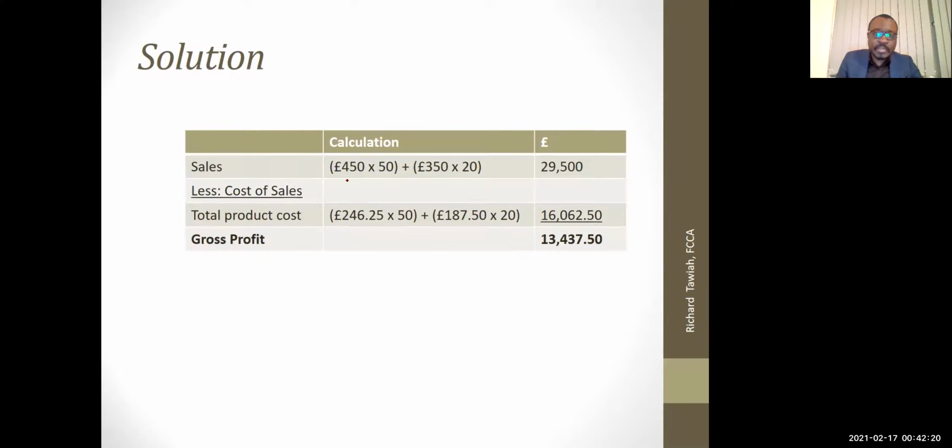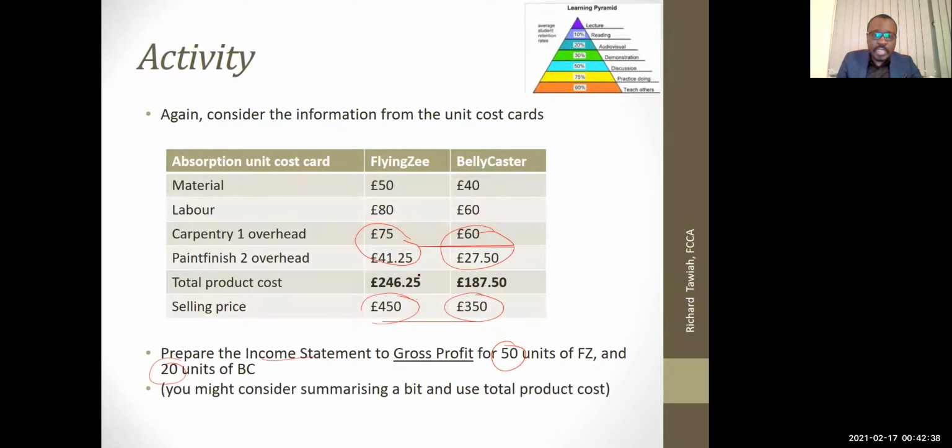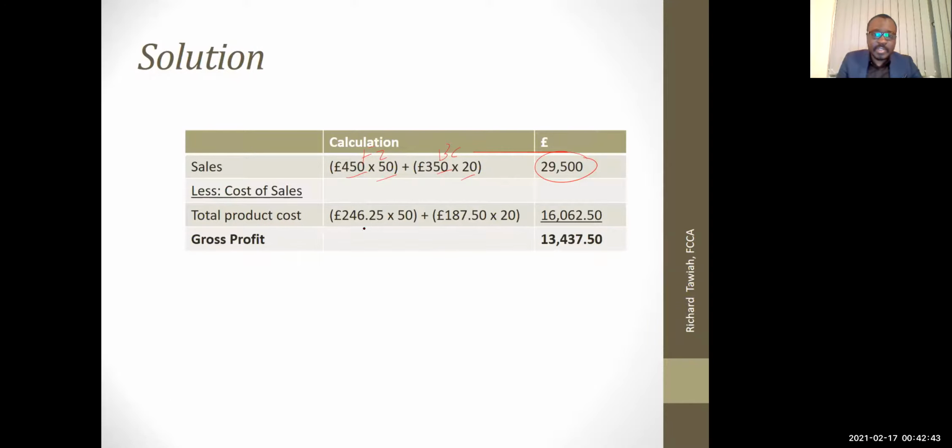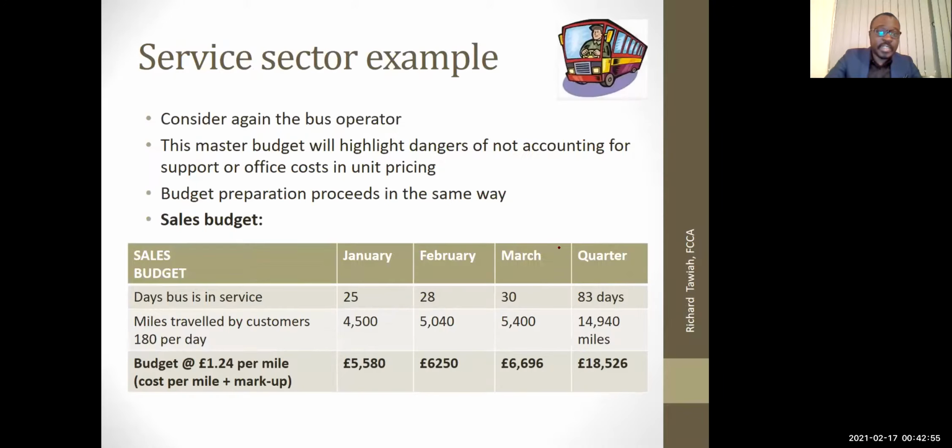So the units that we're getting multiplied by the selling prices. This is the flying Z, and this is a belly caster. And we got a total sales of this. Less cost of sales. So remember, the total cost we had, including the overheads, was 246. So the 246 times the units, and then 187 times the units. Let's sum them up. This is what we get. Subtract this from this, and you get gross profit, not a loss. Quite straightforward and easy.